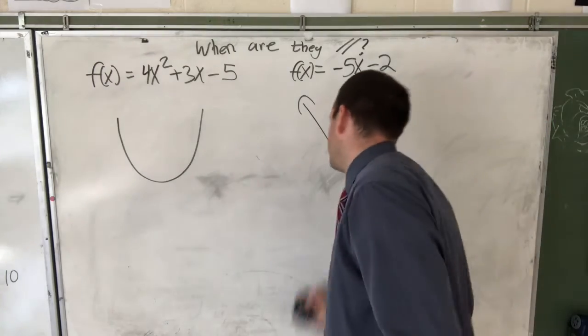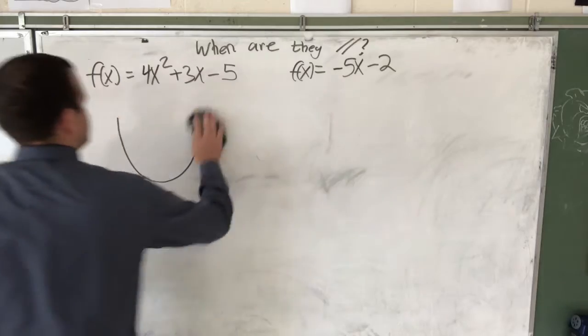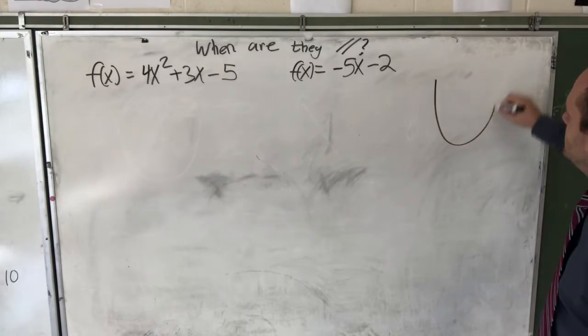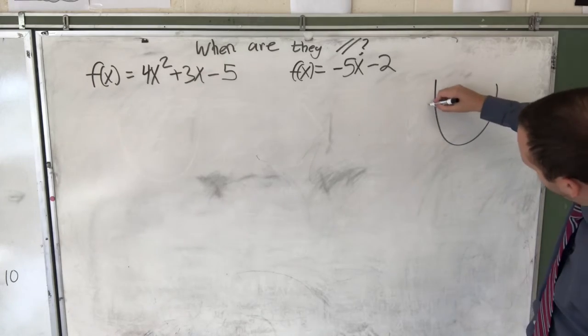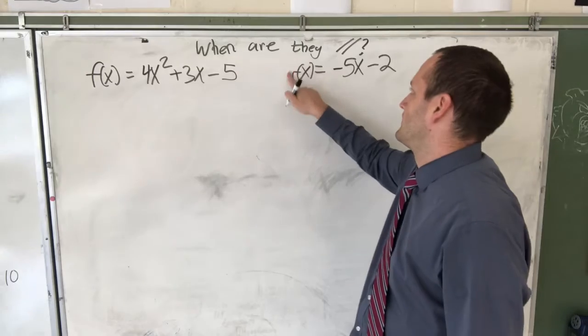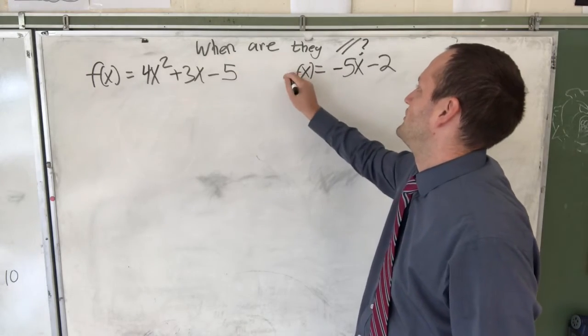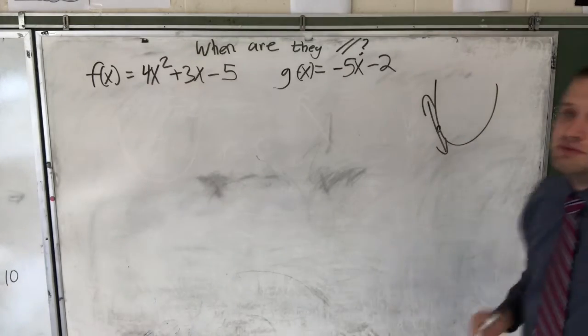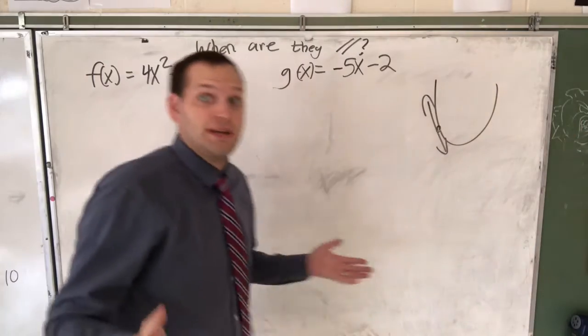Okay, if we're drawing them on the same graph, we'd have graph 1 and graph 2. At what point are they parallel? Instead of calling this f of x, this is going to be g of x, because they're not the same equation. To do that, we need to figure out the slope, the gradient of each equation.